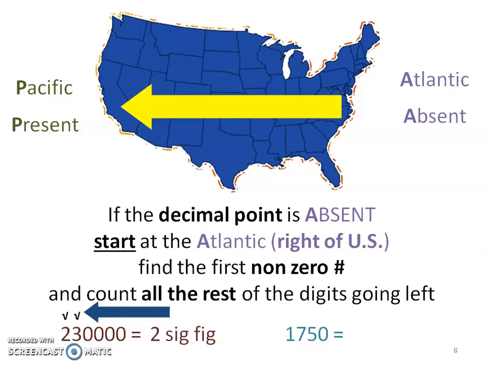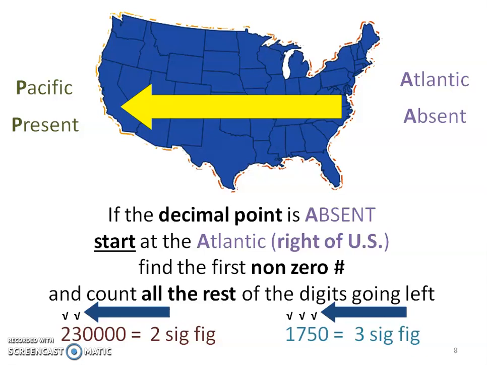1750. Okay, so I don't see a decimal, so I'm going to start at the Atlantic and go until I see my very first non-zero number. In this case, it's the 5, and then I'm going to keep counting to the left, 7 and 1. So this would have 3 sig figs. So hopefully that kind of makes sense.